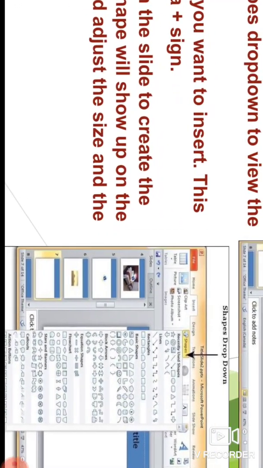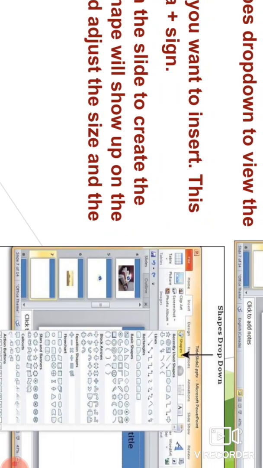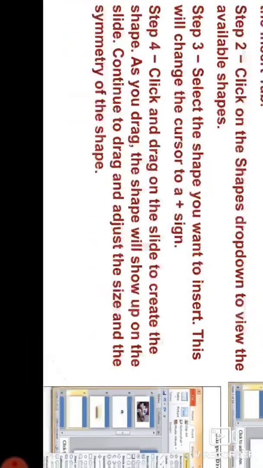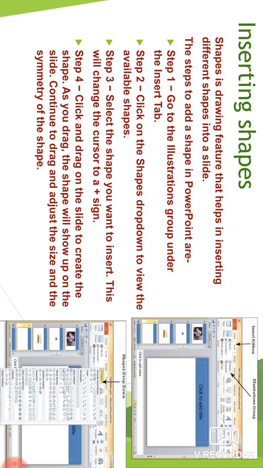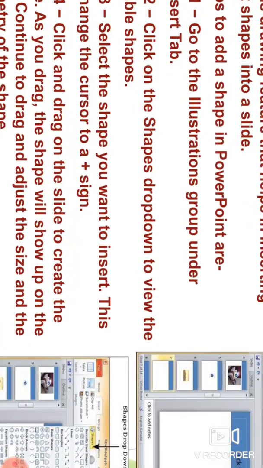When you click on any shape, select the shape, then come back to your slide. This time your cursor will change to the plus sign. Wherever you want to draw the shape, take that plus sign to that position and drag the mouse, then your shape will automatically be drawn there.